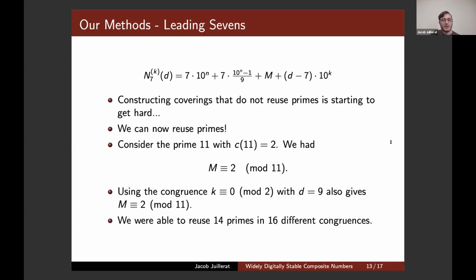When we were doing this, we were able to reuse 14 primes. We were able to reuse a lot more than that, but some of them weren't useful. So we used 14 primes again in 16 different congruences. And it doesn't sound like a lot, but when you get like k is congruent to 0 mod 2, that's half a covering. So this greatly reduced the amount of work we needed to do.